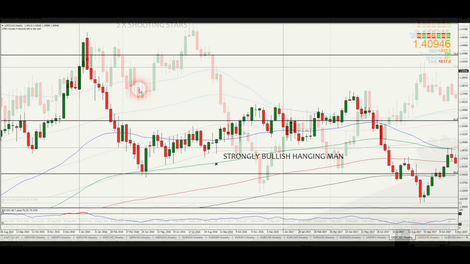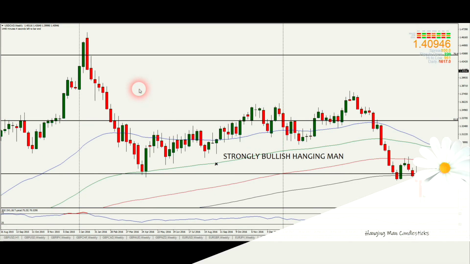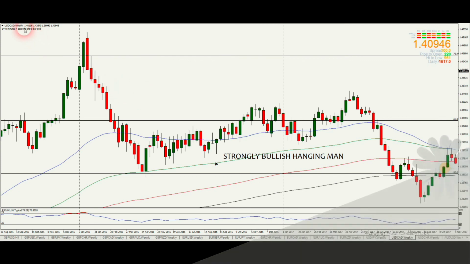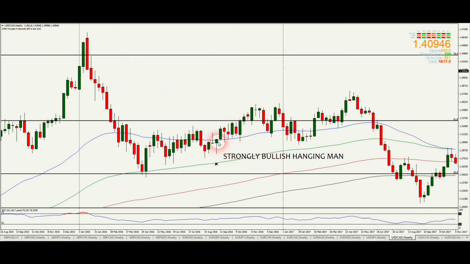Okay, well, in this lesson we've had a look at engulfing bear candles, engulfing bull candles, hammers and shooting stars, and now we're just taking a final look at hanging men candles. This is a USD weekly chart, and here's an example of a strongly bullish hanging man candle. You will find these all over the charts. It's quite a common candle formation.